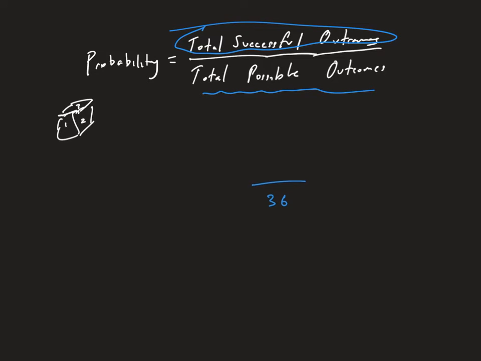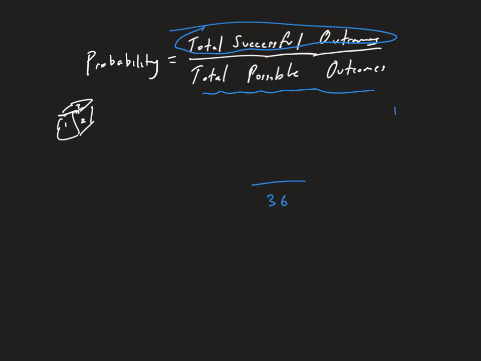So now we just need to figure out the numerator, which is, well, how many ways can we get the sum of the numbers to be 4? Well, how many different ways are there to get to 4 by adding?